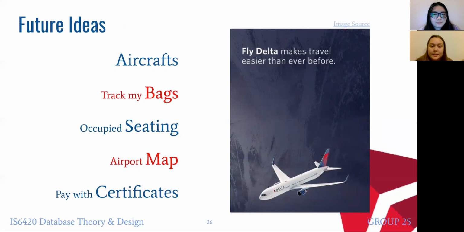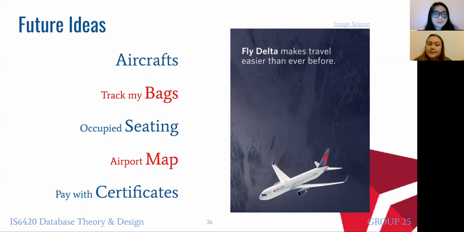And lastly, here are some ideas for future implementations. We can add the aircraft feature, which will allow users to see the aircraft when booking a flight. It will also allow the users to see statistics on how well an aircraft has performed. We would also like to add the ability for users to see the seating arrangements of these aircrafts, so that way they can see exactly where they will be seated on a given flight.